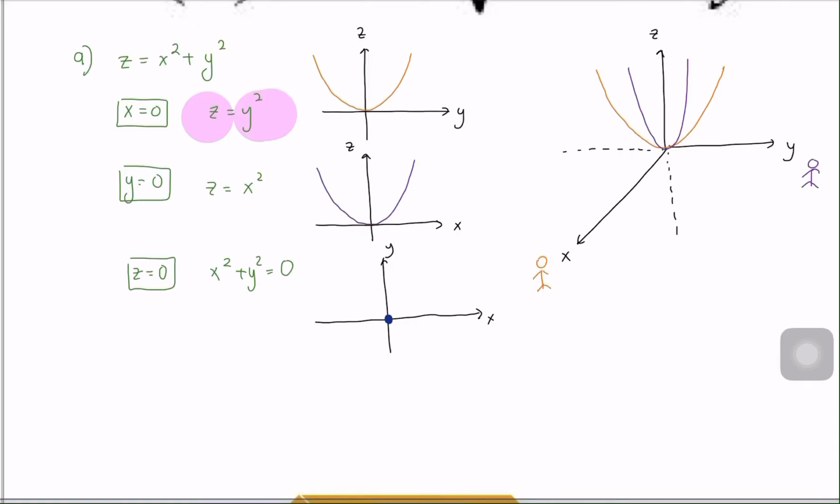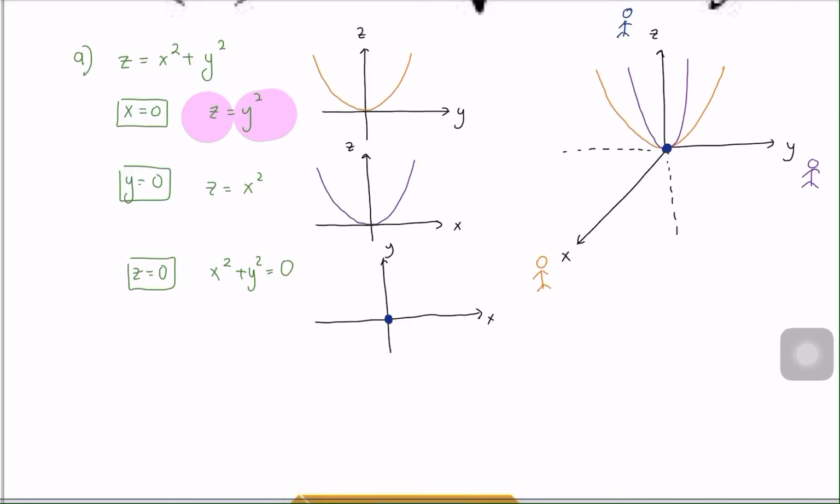Alright, now for z equal to 0, you will have a dot. You are standing at the z-axis here, looking down at the xy plane, which is on the floor, and you just see a dot on the floor. Now what you need to do is a level curve.